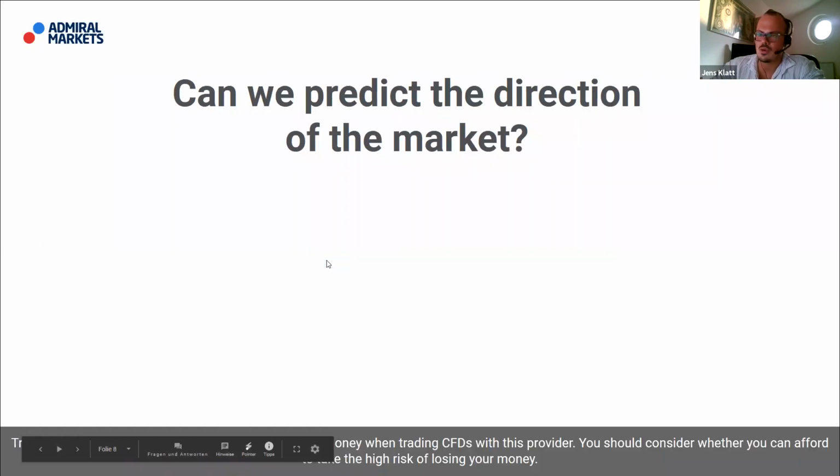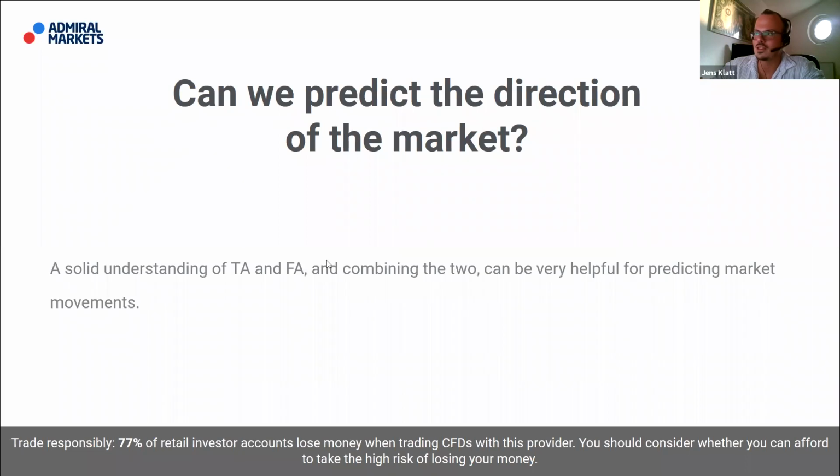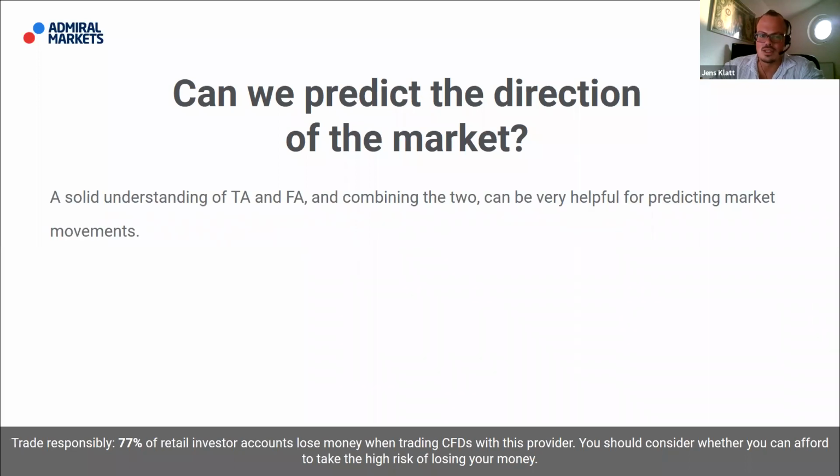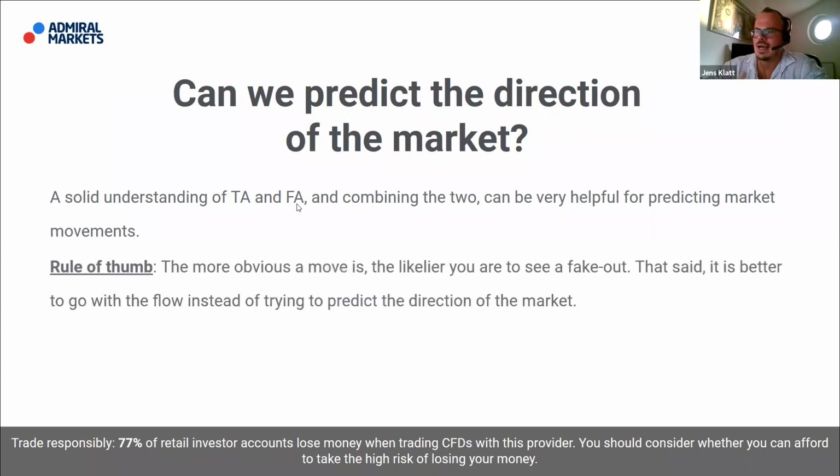Okay, so now the question: can we predict the direction of the market? No, we can't, but still a solid understanding of technical analysis and fundamental analysis, so market data and economic data, however you call this, and combining the two can be very, very helpful for predicting market movements, especially when it comes to such sell the rumor, sell the fact moves, for example. As a rule of thumb, we can say the more obvious a move is, the likelier you are to see a fake out, in fact. That said, it's better to go with the flow instead of trying to predict the direction of the market.